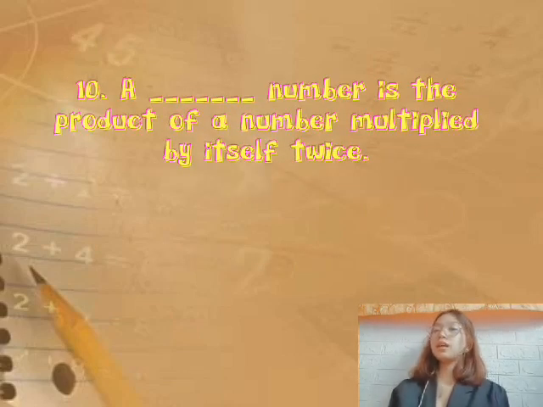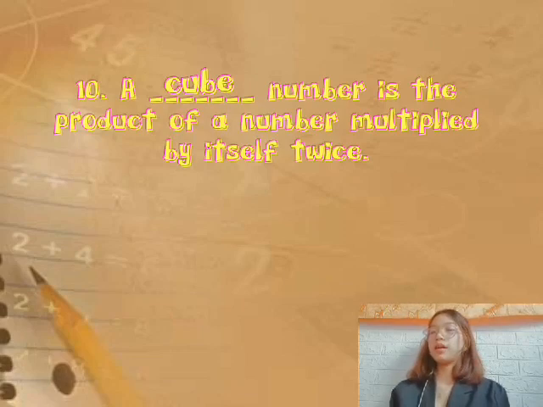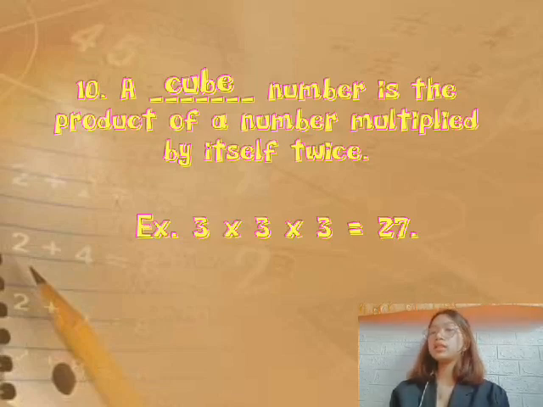Next, a blank number is the product of a number multiplied by itself twice. The answer is cube. A cube number is when you multiply a whole number by itself and then by itself again. The result is a cube number. For example, 3 times 3 times 3 is equal to 27.